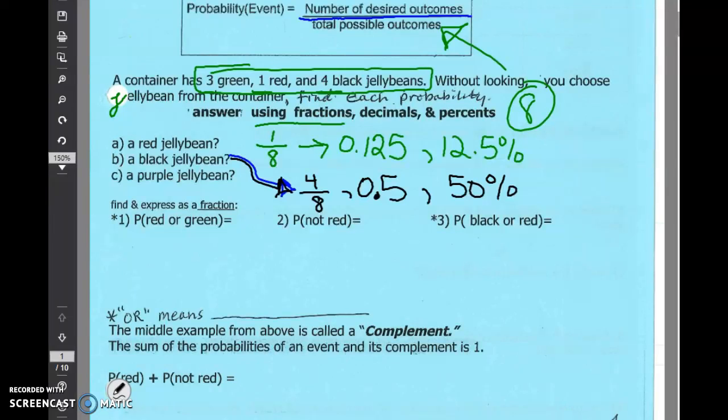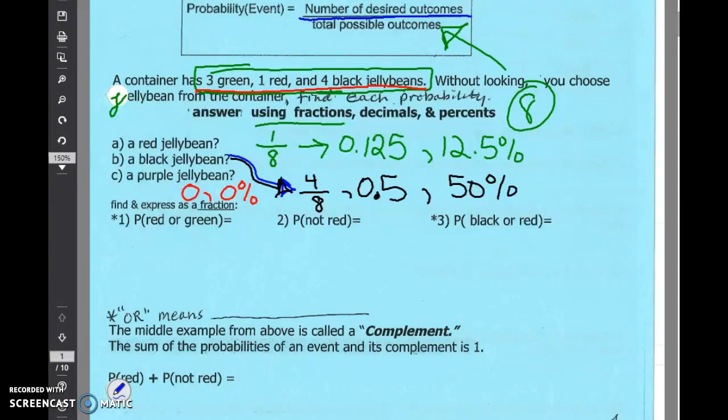Lastly, if we were to choose a purple jelly bean, we look across what's in our container and there are no purple jelly beans. So we would have 0 as our fraction, 0 as our decimal, and 0%, which, if you recall, is called an impossible event.